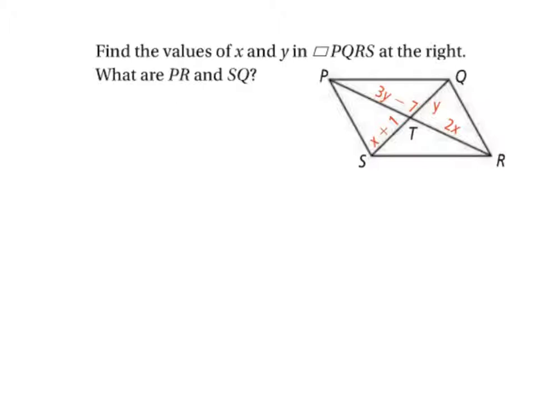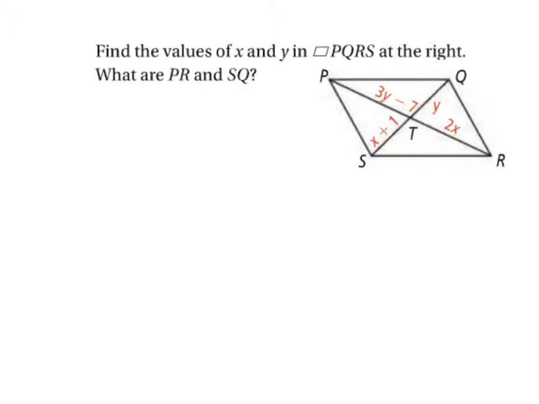All right, let's try a little bit more. It says find the values of x and y in the parallelogram at the right. All right, so when I look at this one, I have the diagonals drawn in. So when I'm looking through my list of properties, I'm going to be using the whole diagonals are congruent. I'm sorry, diagonals are not congruent.